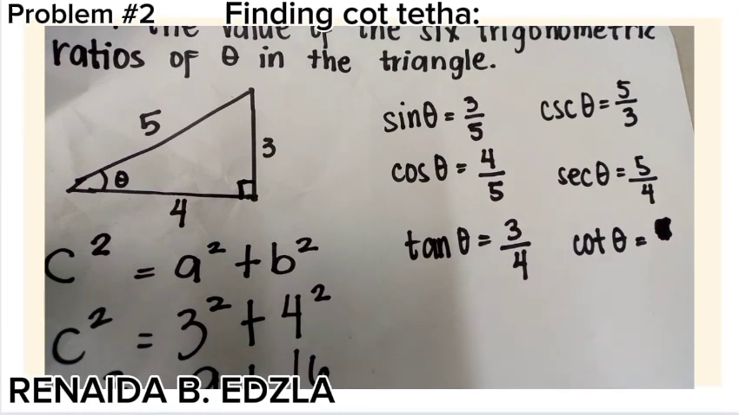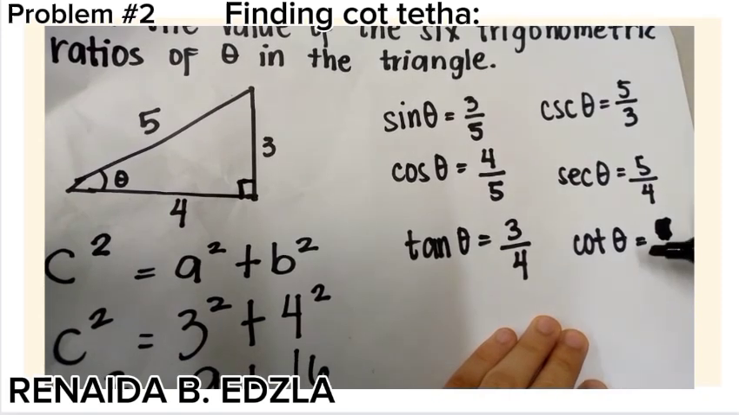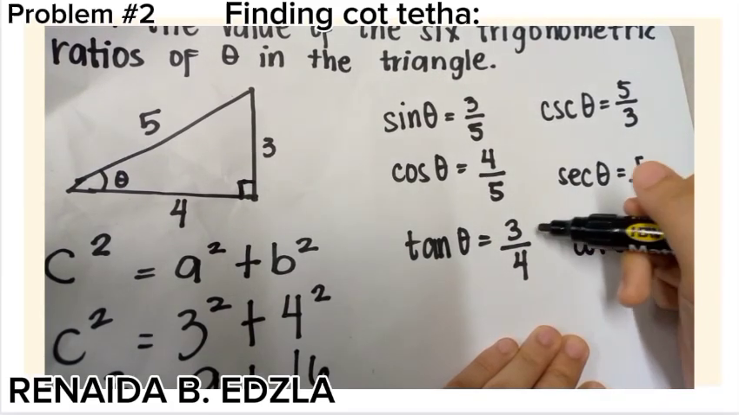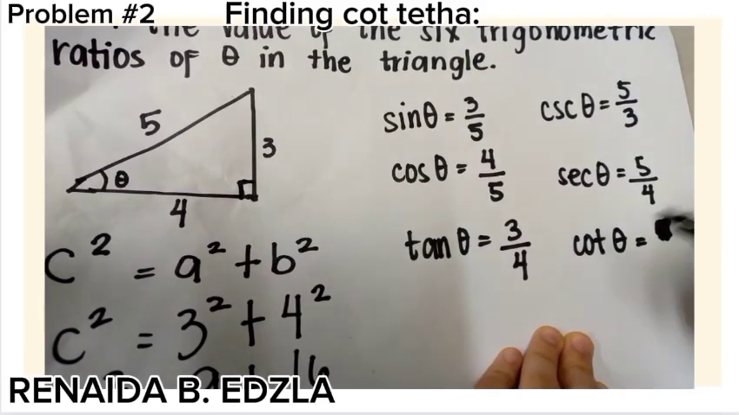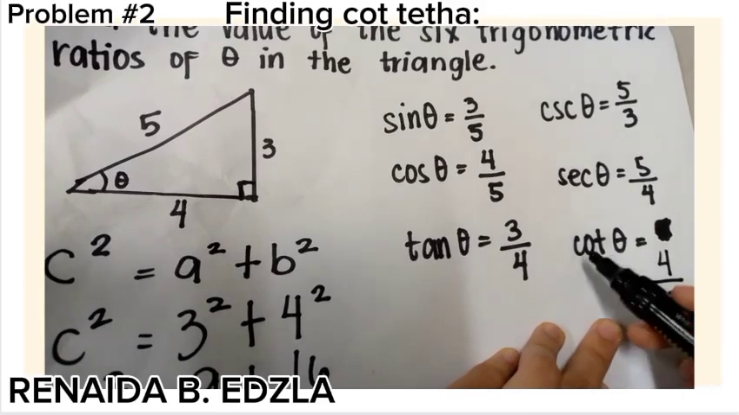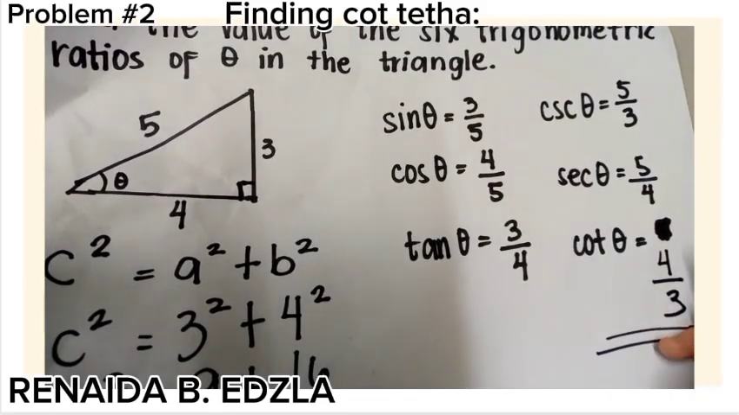So, in order to get the value of cotangent theta again, we just simply need to reciprocate the value of our tangent theta, which is 3 over 4. So, reciprocal, we have 4 over 3 as the value of our cotangent theta. And that's just it.